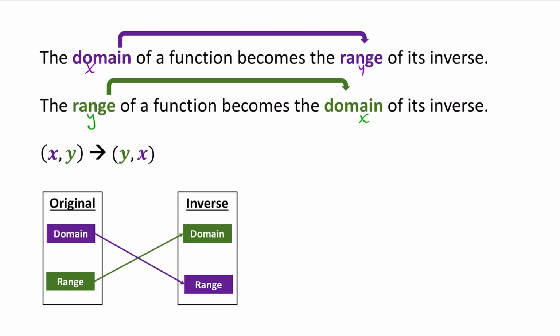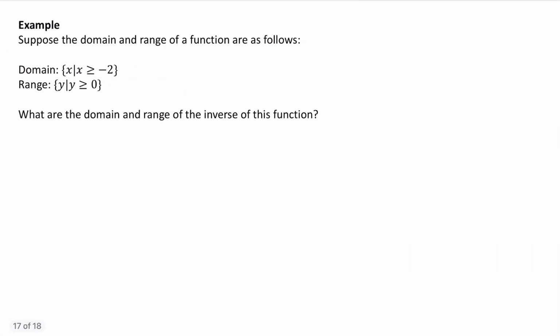So the domain of the original is going to become the range of the inverse. The range of the original is going to become the domain of its inverse. So this is a very important relationship to keep in mind as we work through these problems. So let's try this example. Suppose the domain and range of a function are as follows. It's all x such that x is greater than or equal to -2. The range is all y such that y is greater than or equal to 0. So what are the domain and range of the inverse?